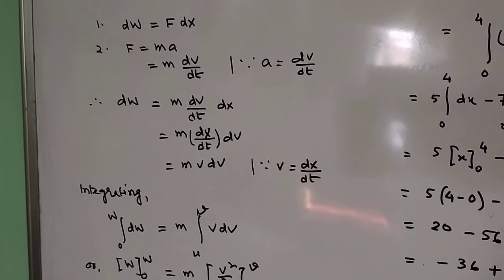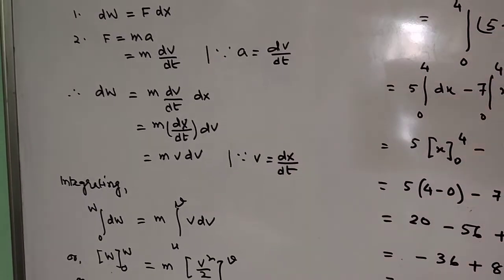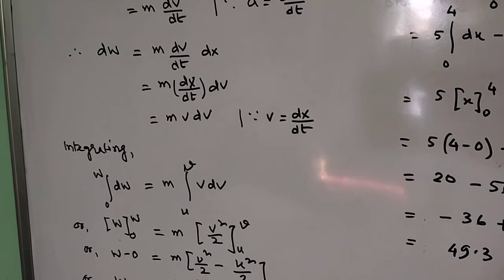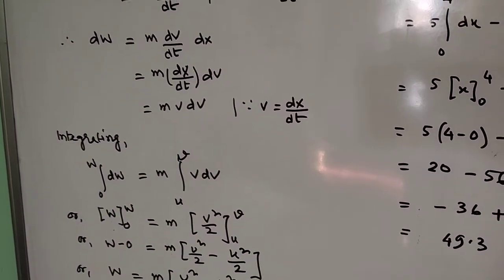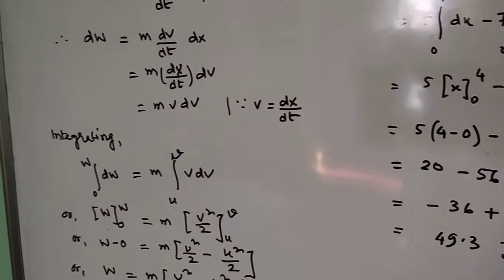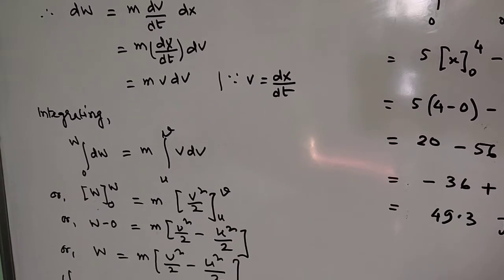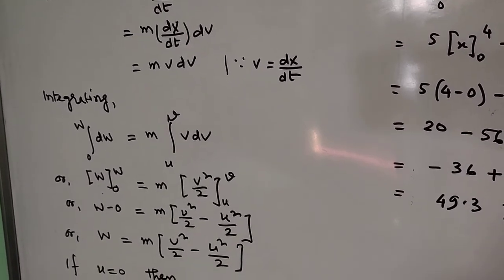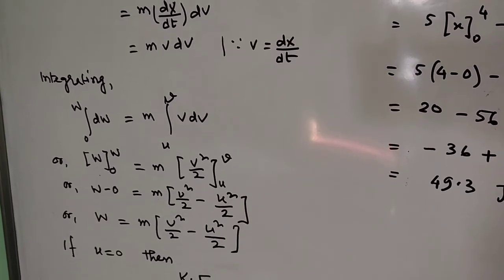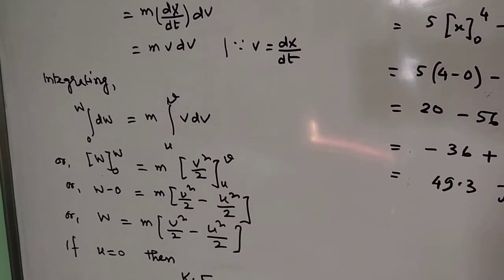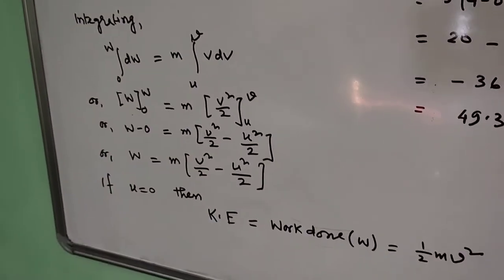Now we have to integrate, considering the limit 0 to W and the limit initial to final velocity. So dW is W, with the limit 0 to W, equals m times v dv; the exponent is 1, so v square by 2, from u to v. Upper limit minus lower limit: W minus 0 equals m times (v square by 2 minus u square by 2). So W equals m(v square by 2 minus u square by 2). That is work done equal to change in kinetic energy. This is your work energy principle.